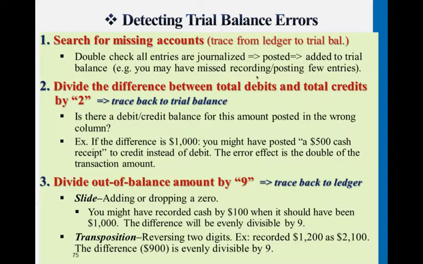Okay, so this is one shortcut. You can try to divide it by 2, and then the number that you get, the $500, or whichever number you get, will likely be the transaction that has the error. So you can narrow down all the transactions in the past that relate to $500. So trace back those first.